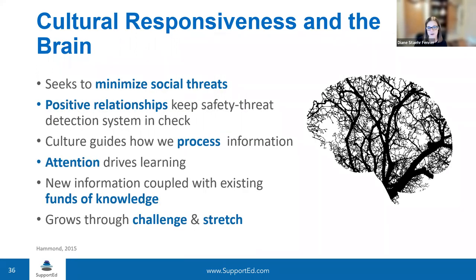In our work in culturally responsive teaching, we draw a lot from Zaretta Hammond's work, if you're familiar with her. So what does cultural responsiveness have to do with the brain? We know that our brains really seek to minimize any kinds of social threats. And our students, especially our SLIFE students, may have lived through trauma. They've definitely lived through a lot of experiences we might not be aware of. Forming positive relationships with at least one teacher, hopefully more, helps them feel less threatened, and the parts of the brain feel less anxiety. Culture really guides how we process so many kinds of information. We talked about funds of knowledge: students can hang new information on their existing funds of knowledge. But it's up to us as teachers to find out what those funds of knowledge are and to share those with other educators.